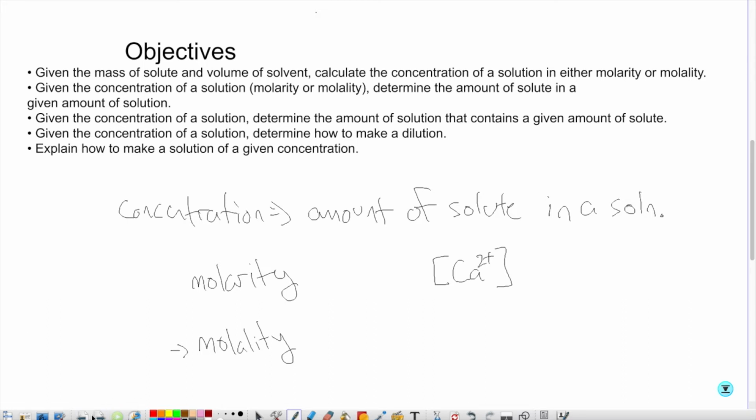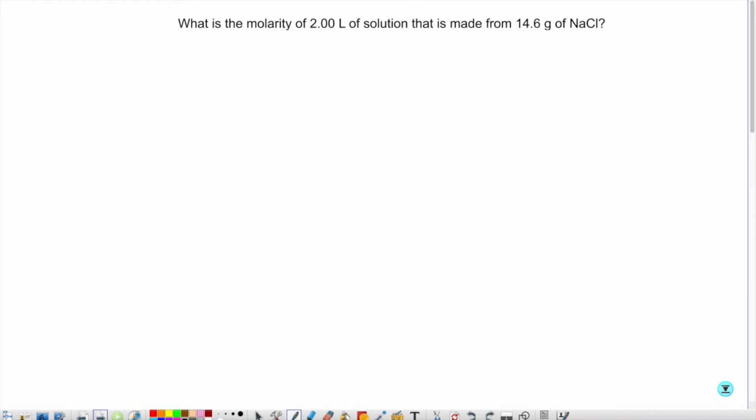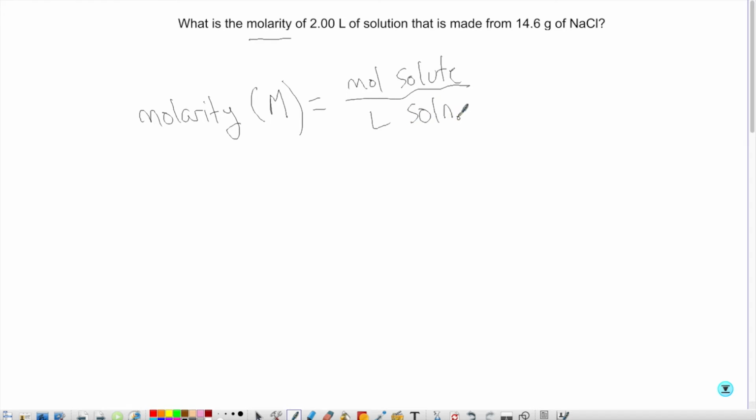So really, this is just problem solving. So we'll just jump right into problems. Now this is asking for molarity. Now molarity, and this is a little confusing, is capital M, and this is moles of solute per liter solution. Okay, moles of solute per liter solution.